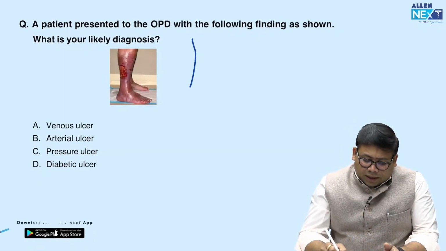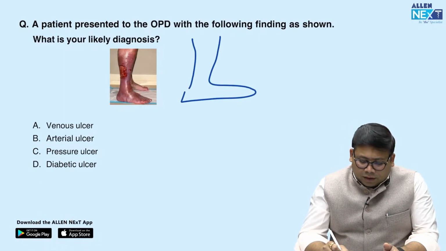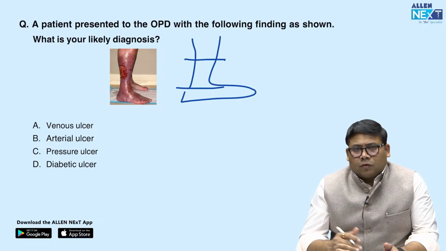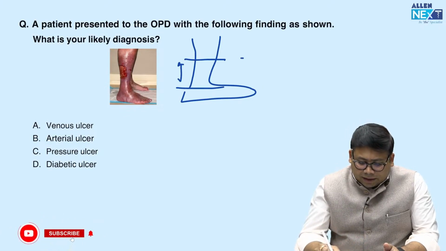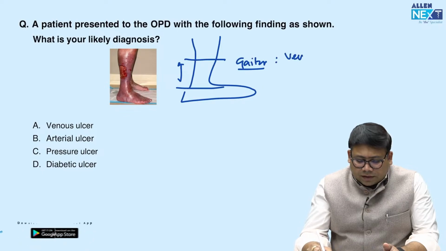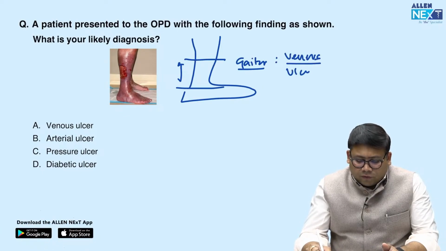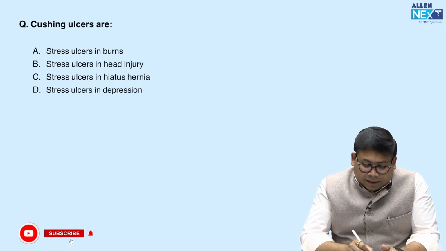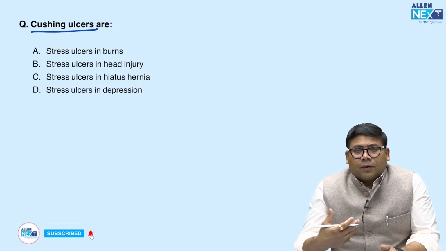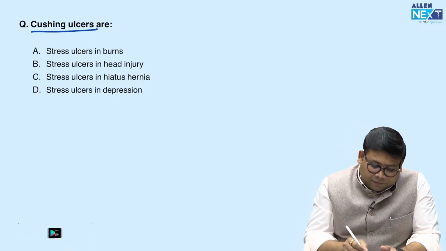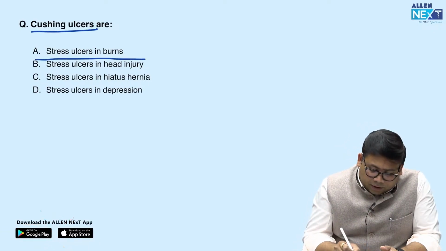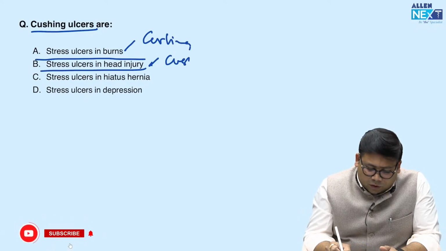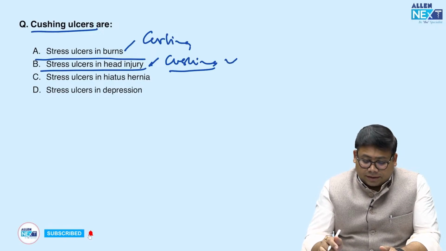Next is, you see an ulcer over the lateral aspect of the foot, not the medial, but this zone is a gaiter zone which is prone to develop what, students? Venous ulcer. So this is a case of venous ulcer, and A is the option here. Next is Cushing ulcer, Curling ulcer, which are trauma-induced or stress-induced ulcers, where stress injury in burns causes Curling ulcer and stress injury in the head causes Cushing ulcer. So option B is absolutely right in this case.